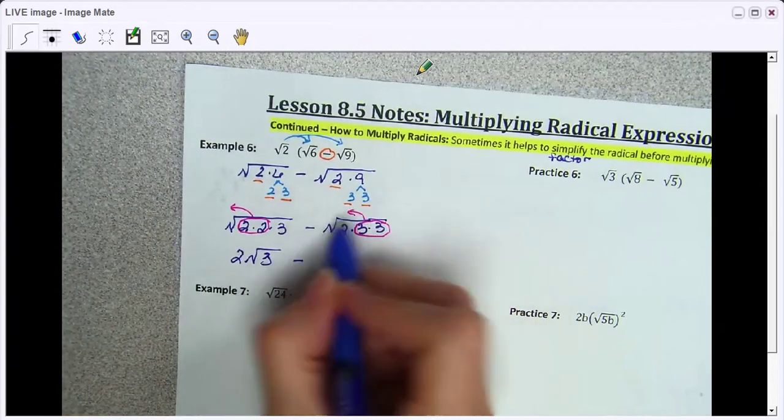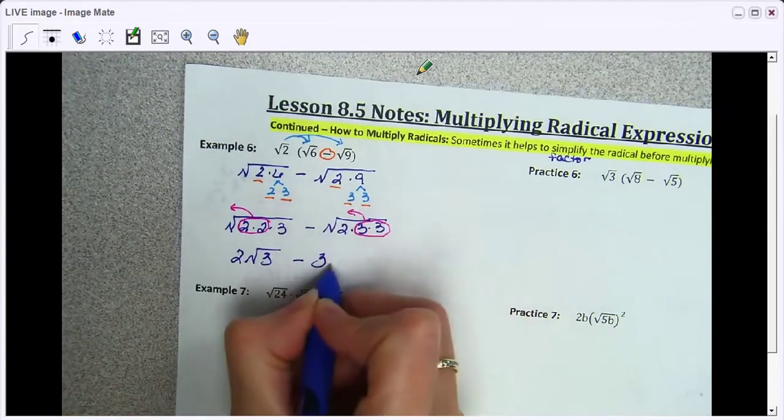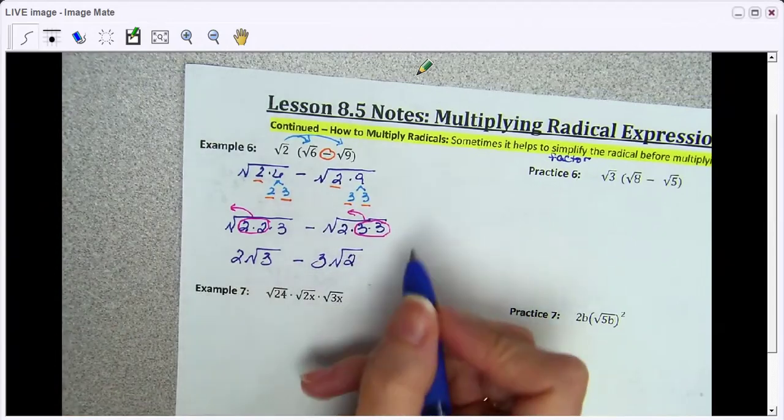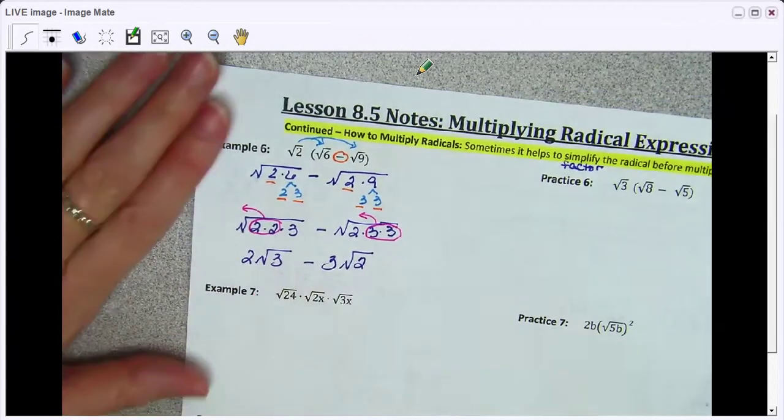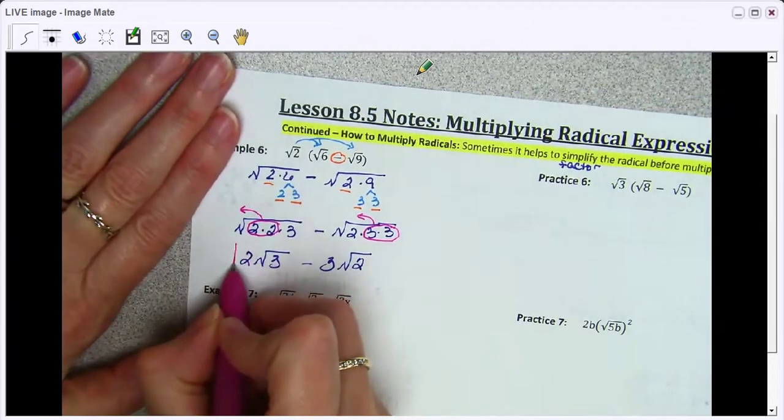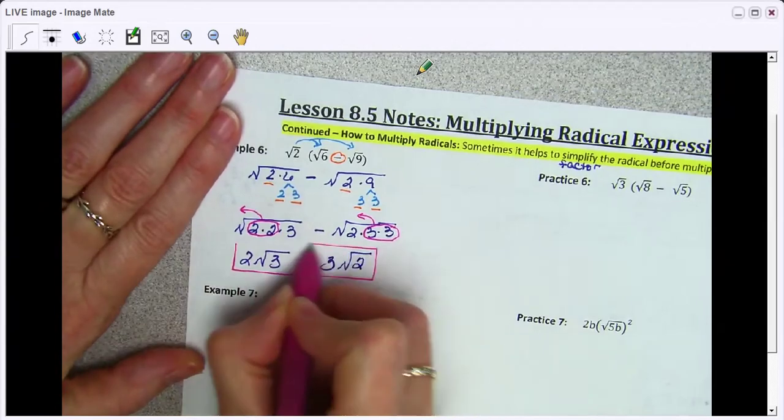I have a group of 3s that comes out of the radical, and I'm left with a 2 inside. Again, we cannot combine these any further because the radicands are different. So this is our final answer. Okay.